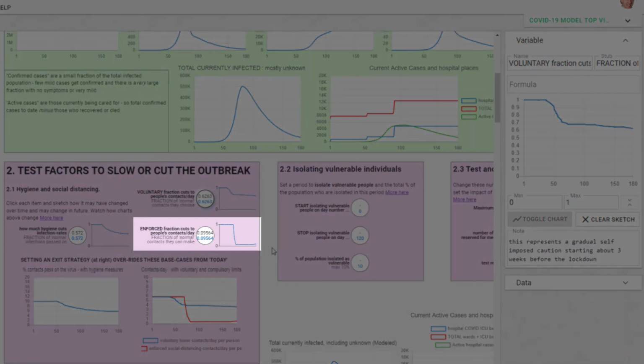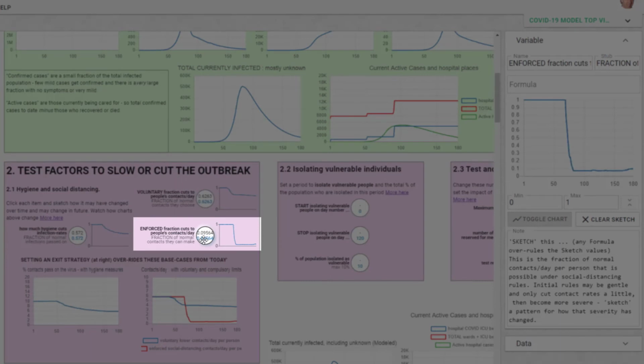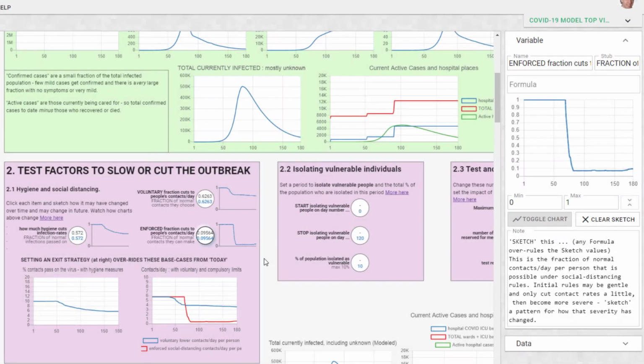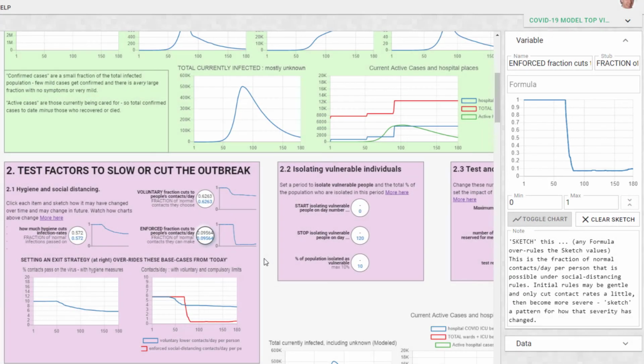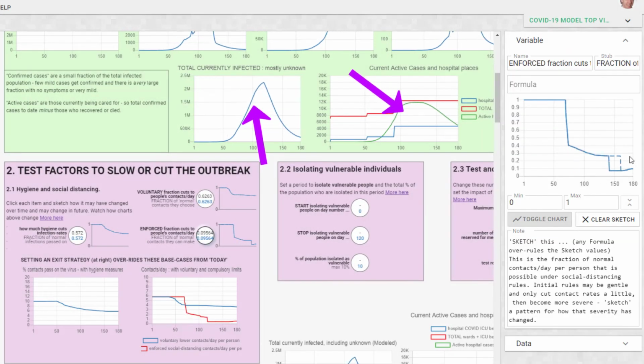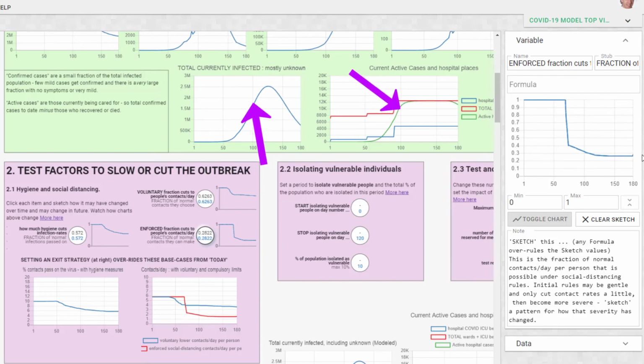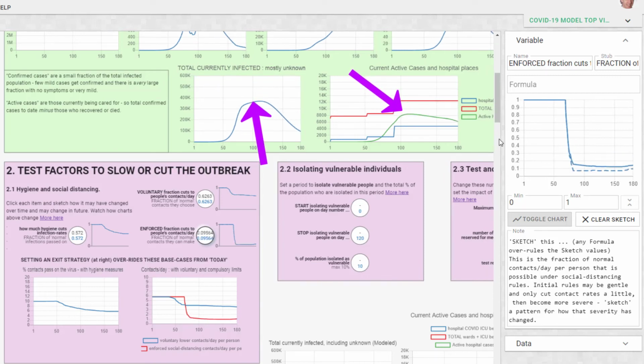The third item is an enforced version of this. So this is when the government basically says you've got to stay home, you're not to go to work, you're not to travel, we're going to shut the restaurants. Lockdown is the term quite often used for this. It works in exactly the same way. It cuts by some fraction the frequency with which people contact each other. Now you can sketch in charts for both of these factors, and it will clearly make a substantial difference to the way in which the model behaves.